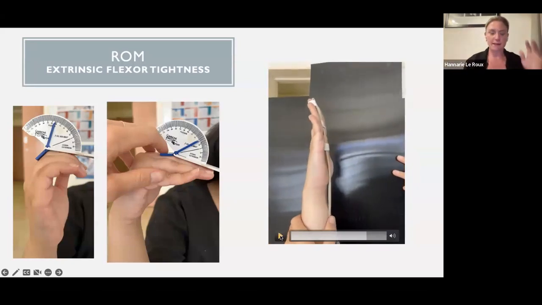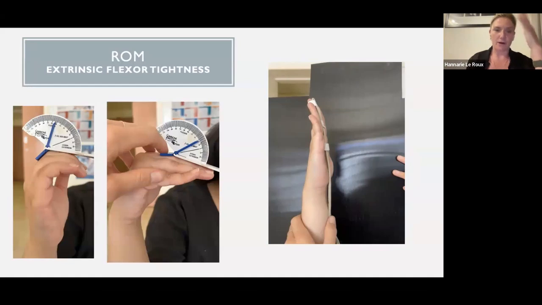Okay, so that is basically the extrinsic tightness, and that's why we say you can maybe cheat a little bit and give a little bit of light passives at 6 weeks, because you give at the wrist and then work at the joint. But it depends on what you feel in the joint. So let pain guide you. We don't want pain, we want stretch, and there's a big difference between pain and stretch.